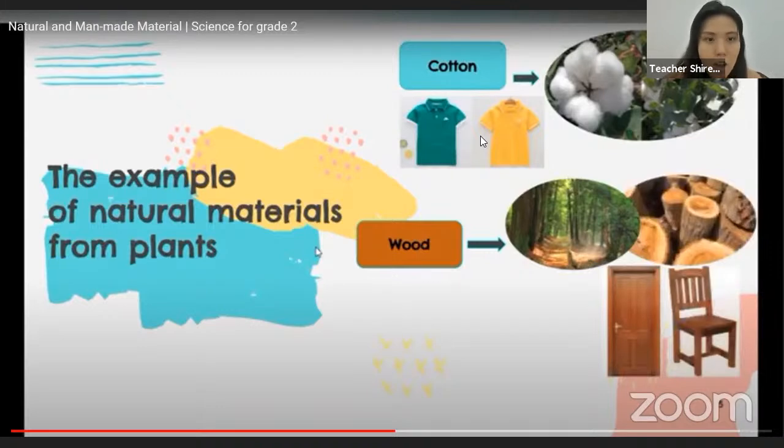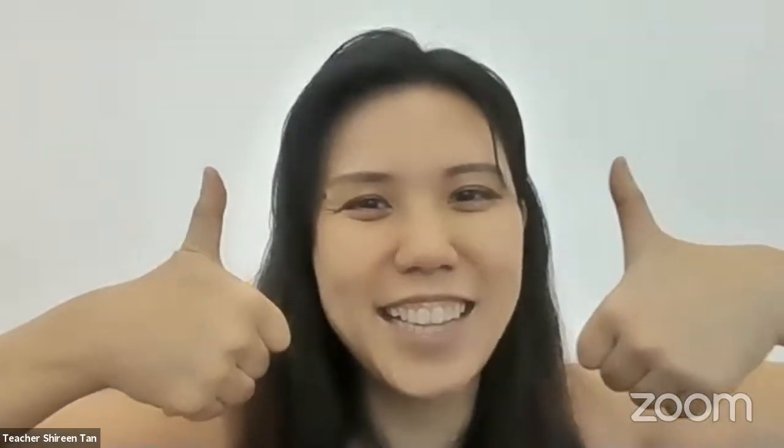Now do you understand all the natural materials? If you understand, can you give me a thumbs up? Then I will go to man-made. Give me a thumbs up if you understand. Thumbs up. Good job. Angel and Yuna, do you understand? If you understand, can you give me a thumbs up? Good job. Thank you, Angel. Correct.